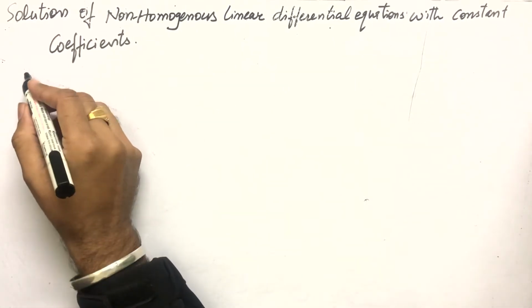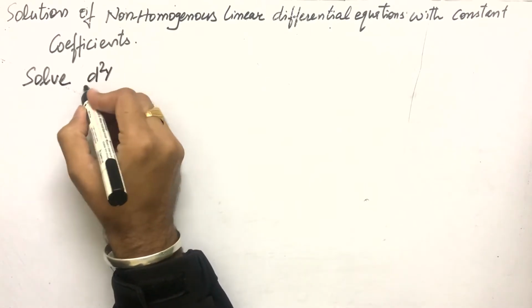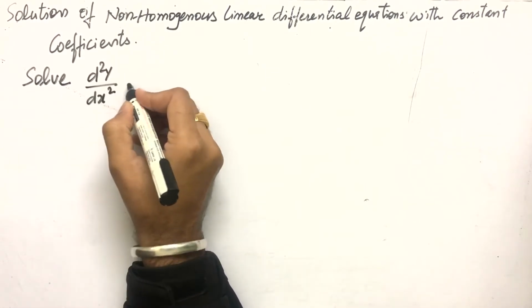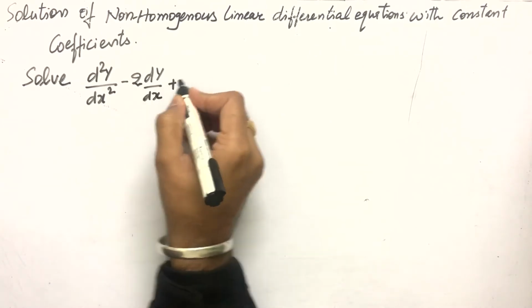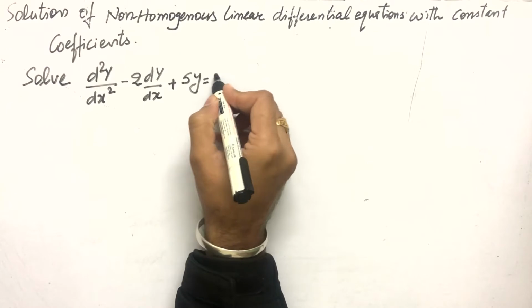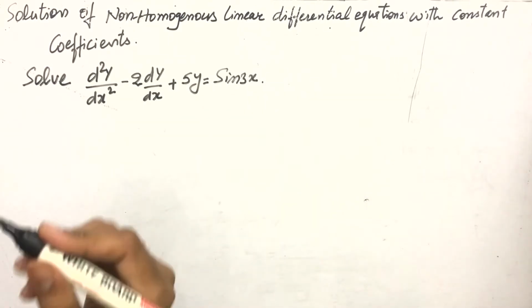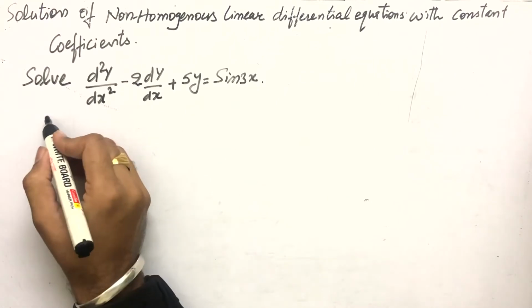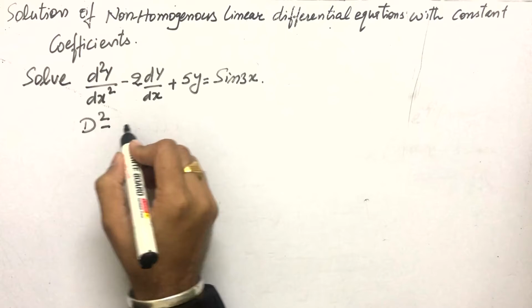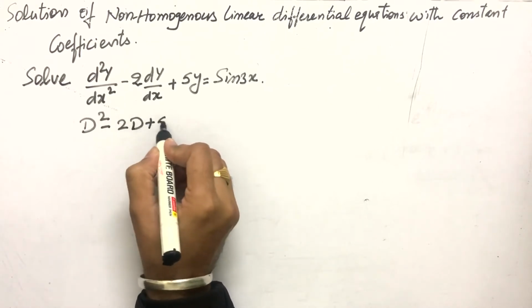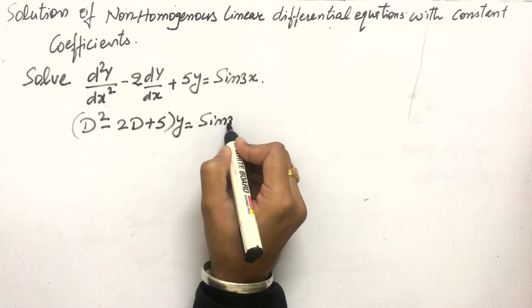Next numerical, solve d square y upon dx square minus 2 dy by dx plus 5y equals sine 3x. Let us solve this. First of all, this may be written as (D square minus 2D plus 5) y equals sine 3x.